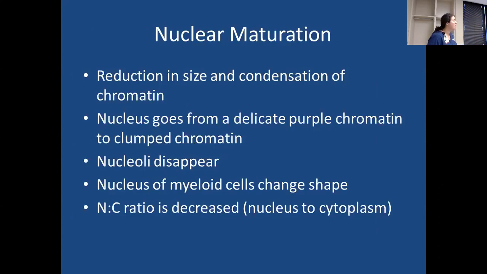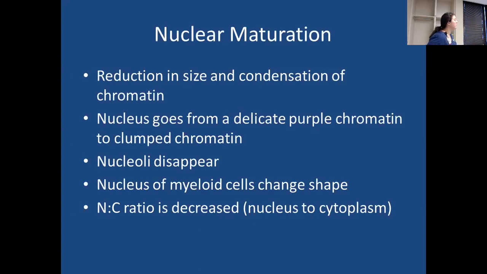I mentioned that we always look at the nucleus of each cell when we're trying to classify a cell. As the cell matures, that nucleus is going to reduce in size. The chromatin is also going to condense. The more immature cells, such as our blasts, are going to have a very fine chromatin. We're going to look at some pictures, so this will make sense to you in just a minute. As the cell matures, that nuclear chromatin is very clumped, very condensed.